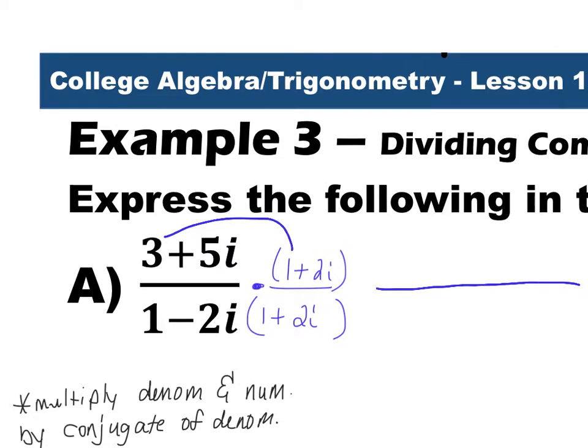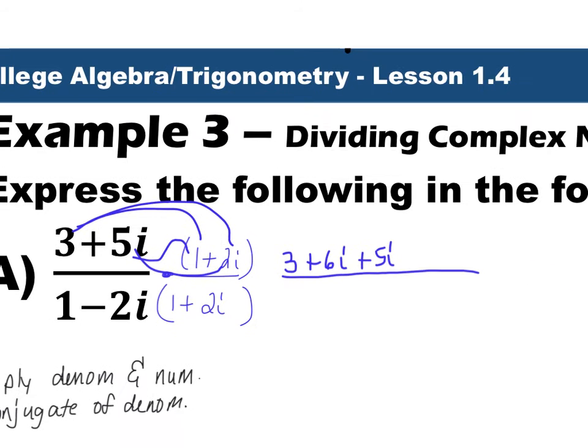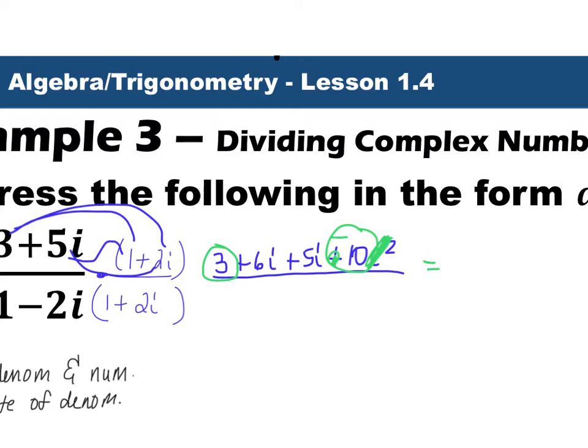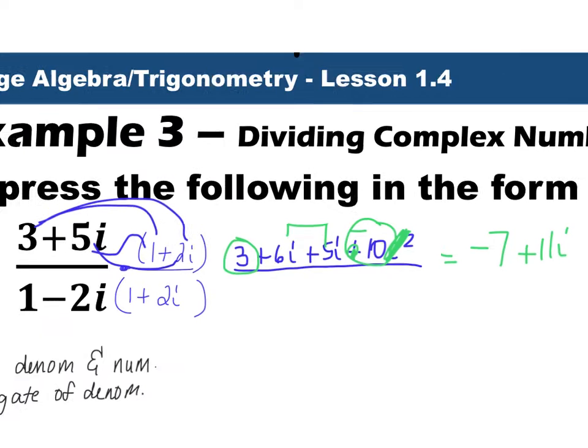So 3 times 1 is 3. 3 times 2i is plus 6i. 5i times 1 is plus 5i. And 5i times 2i is 10i squared. Do I see an i squared? Yes. Cross it off and change plus to minus. So here's my reals. 3 minus 10 is what? Negative 7. What's 6i plus 5i? Good. Are you allowed to have i's in the numerator? Absolutely. Now let's do the bottom.